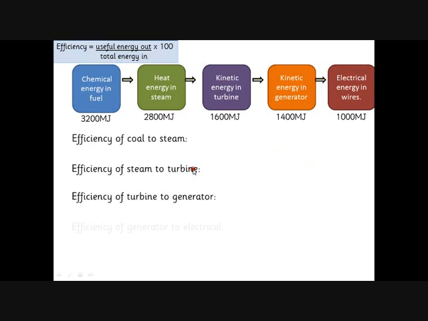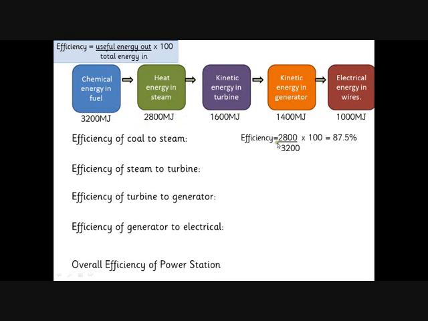And we can talk about the efficiency of these different parts, and then we can talk about the overall efficiency of the power station. So the energy of the coal turning into the heat energy of the steam: we've put 3,200 megajoules in, we've got 2,800 megajoules out, which is what we want. So we do 2,800 out of 3,200, 87.5%. Okay, you can work your way through those.